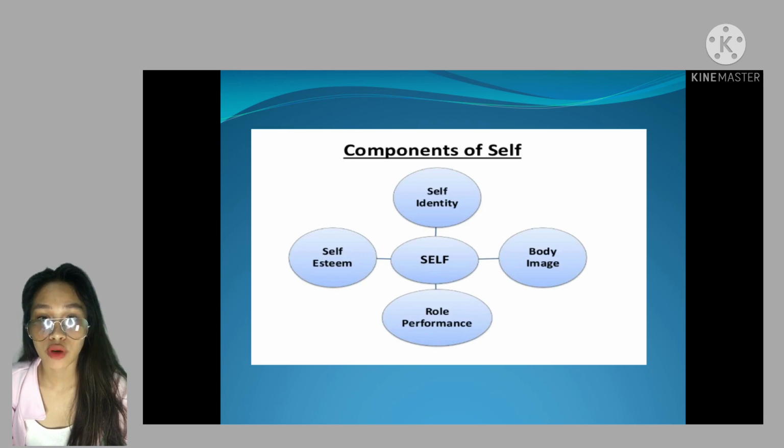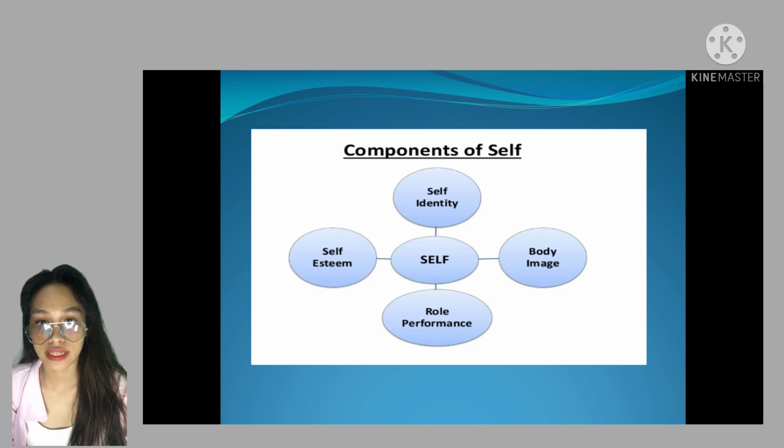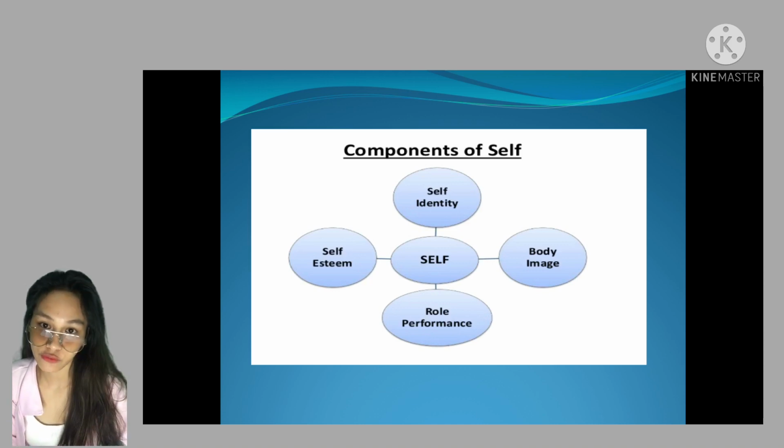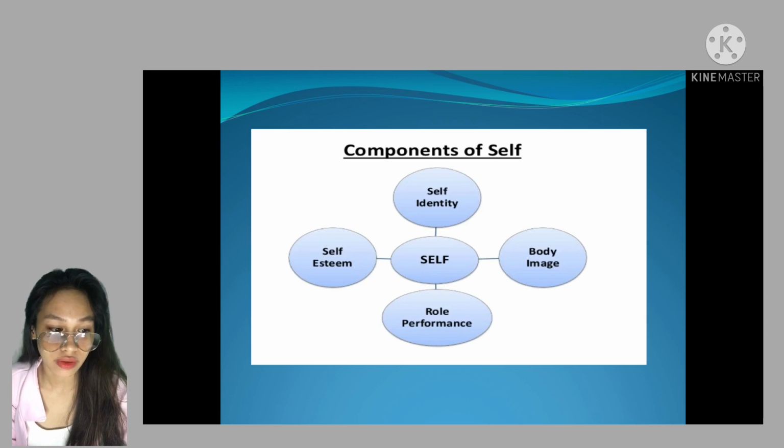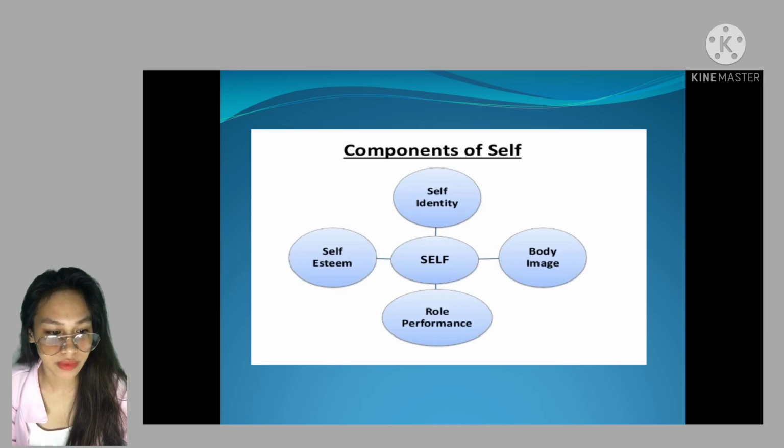And today I'm going to share about components of the self, intelligent behaviors, and emotion management strategies. So first, I will be discussing the components of the self. Self-concept is an individual's perception of the self as it affects relationships, function, abilities, and health.